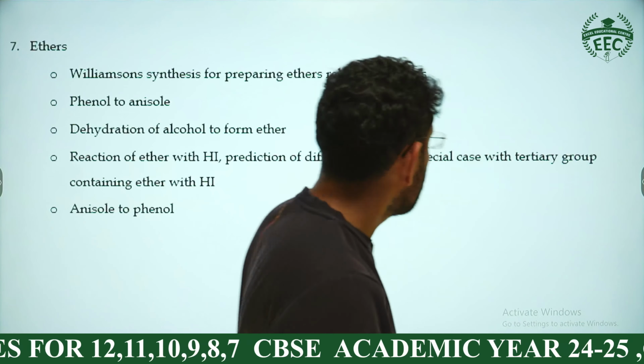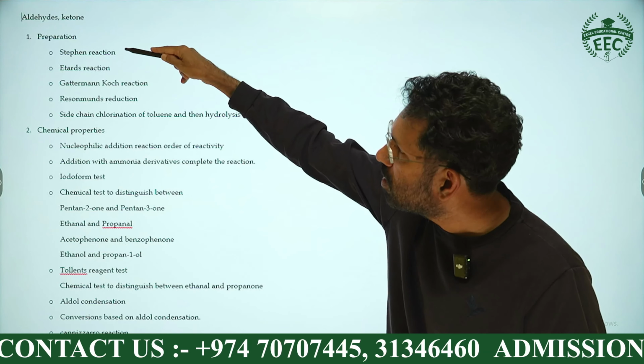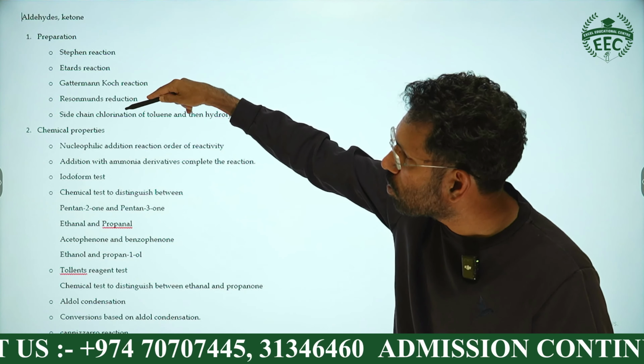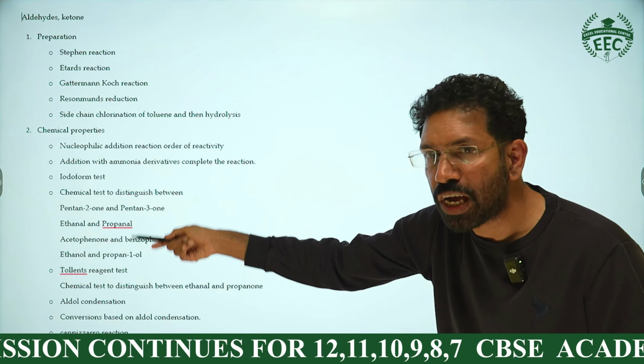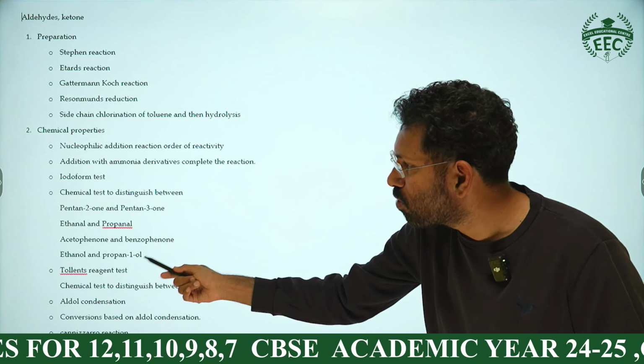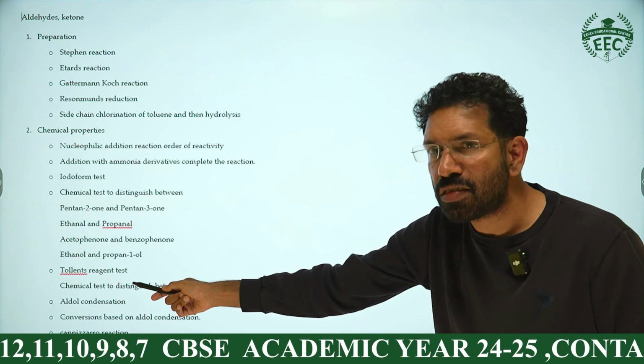Now we are moving to the next chapter, aldehydes and ketones. We know the name reactions are there. Important name reactions are given here. Remember this: Stephen, Etard, Gattermann-Koch, side chain chlorination, aldol, Cannizzaro is written here. Nucleophilic addition, order of reactivity, addition of ammonia derivatives, iodoform test, chemical test to distinguish between compounds. Based on the iodoform test you can distinguish pentan-2-one, pentan-3-one, ethanol, propanol, acetophenone, benzophenone, like that. Tollens' reagent test, how to distinguish between ethanol and propanol. Ethanol is aldehyde, aldehyde will give Tollens' reagent test.